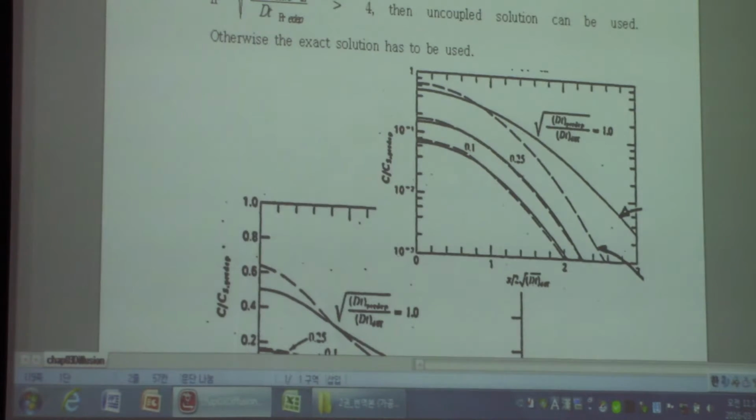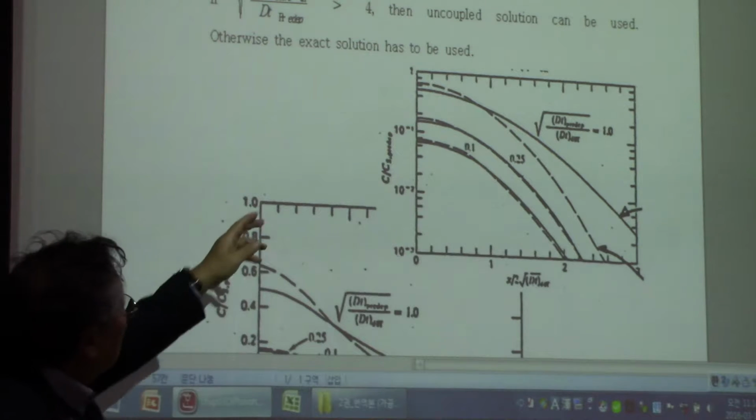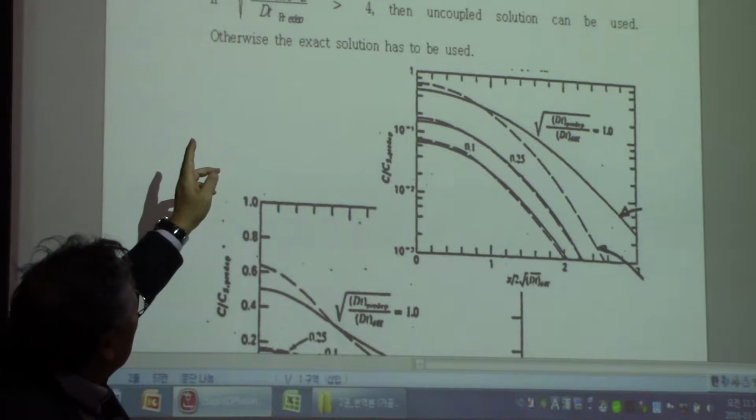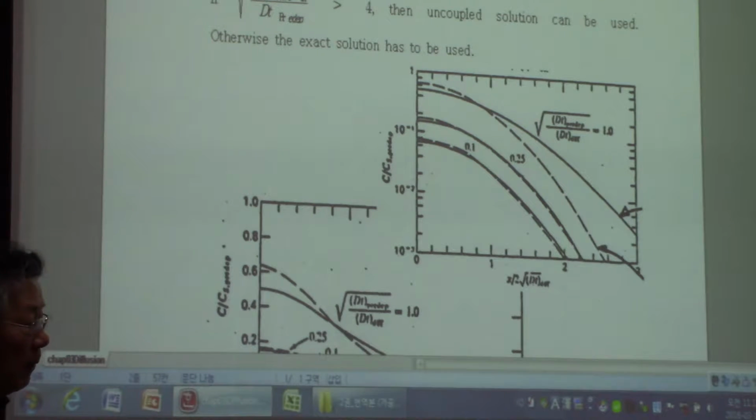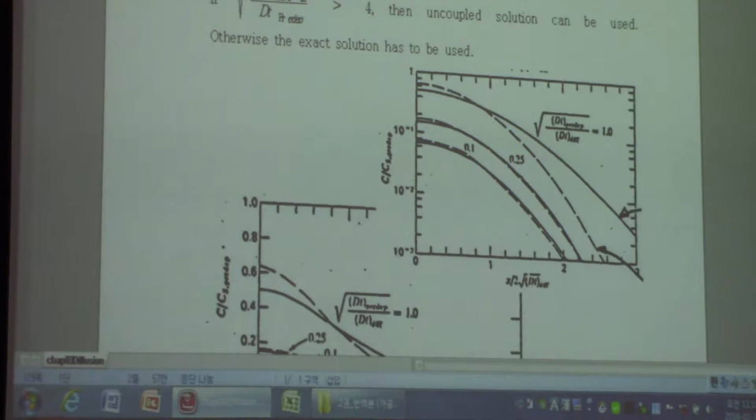And this figure shows that if the criterion for the assumption is 4, the drive-in diffusion length over the predeposition diffusion length should be greater than 16, okay? Then we can use simplified solutions.